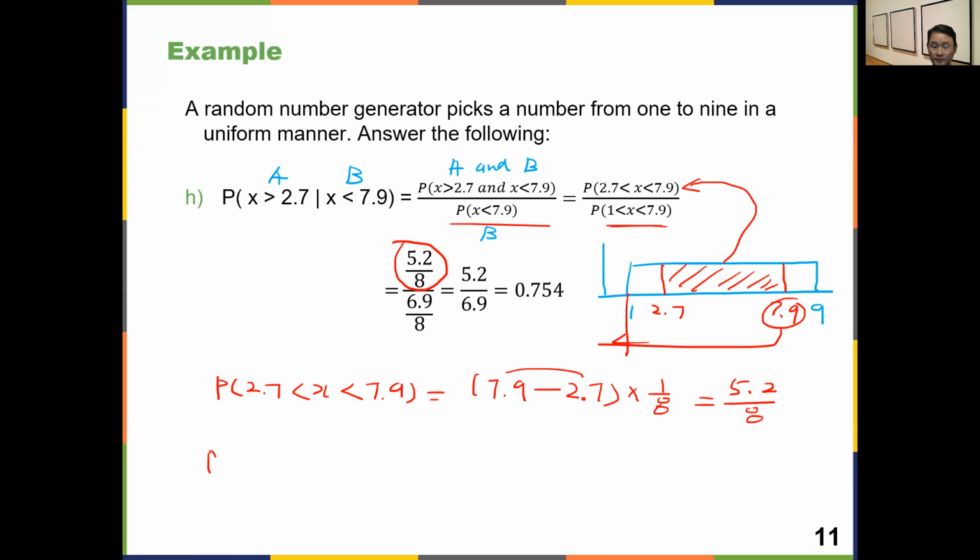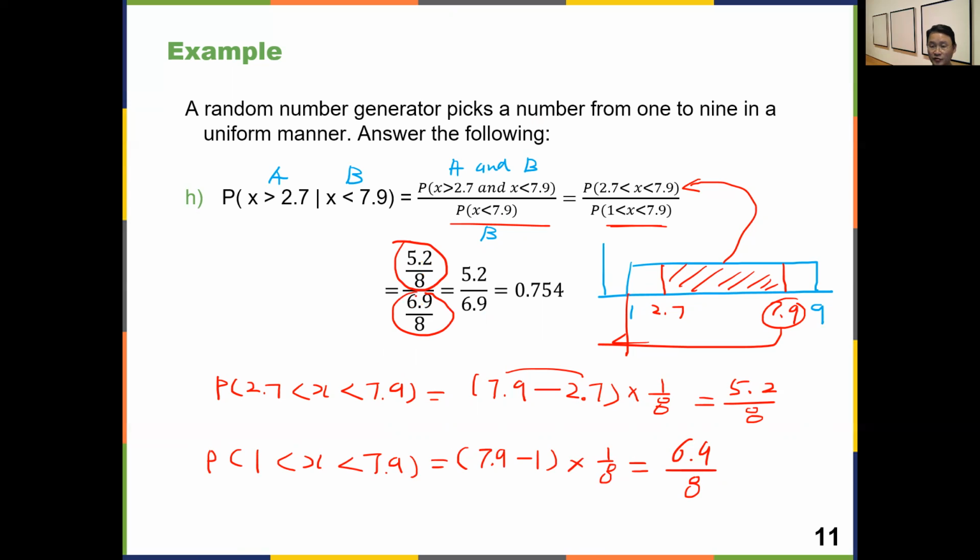And probability of 1 < X < 7.9. This is going to be what? 7.9 minus 1 times 1 over 8. So that's going to be what? 6.9 over 8. That's right there.